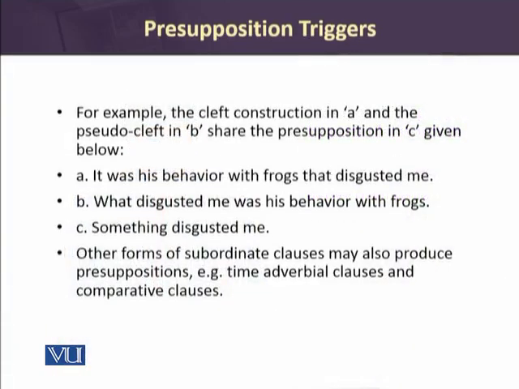In the following example, you can see that the cleft construction in sentence A and the pseudo-cleft in B share the presupposition in C given below them. A: It was his behavior with frogs that disgusted me. B: What disgusted me was his behavior with frogs. In the case of both sentences, we have the assumption or presupposition that something has disgusted me. So whatever the form of the sentence, something has disgusted me.